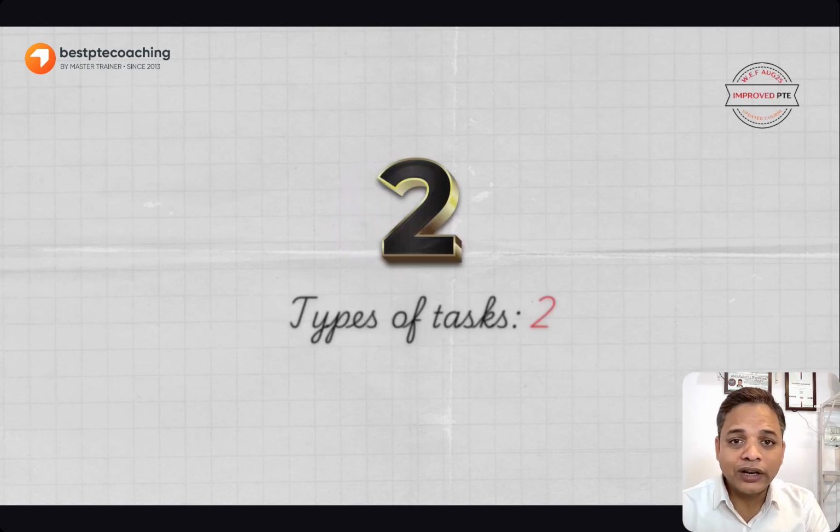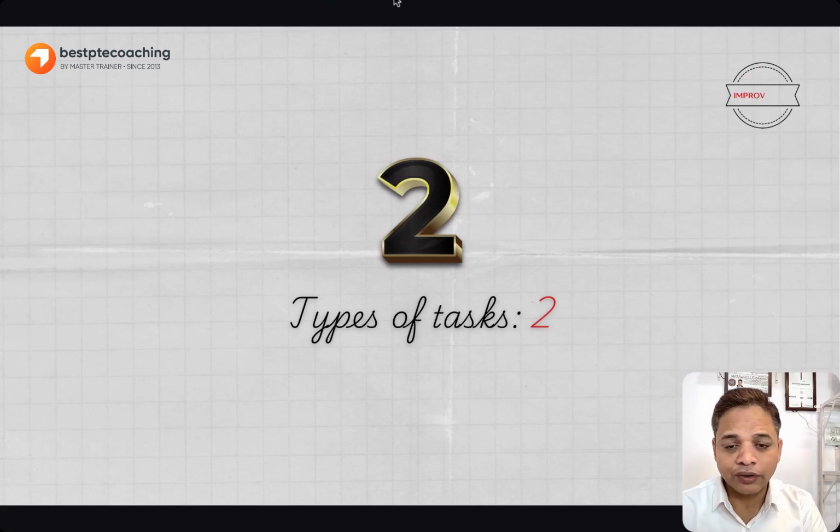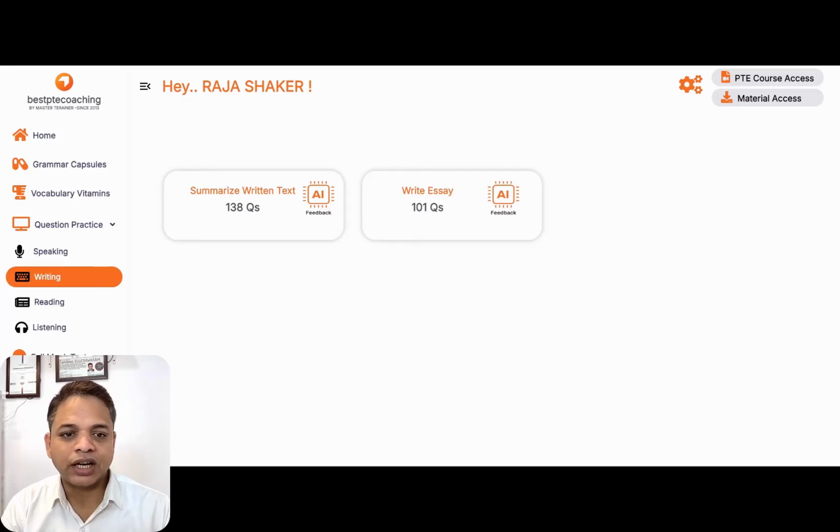So there are two different types of questions present in the writing module. We will have a look at them now, just a bird's eye view. These are those two types of tasks in the writing module. One is summarize written text. Written text is nothing but you read and write a summary, because you can read only what is written. And the second task is write essay.